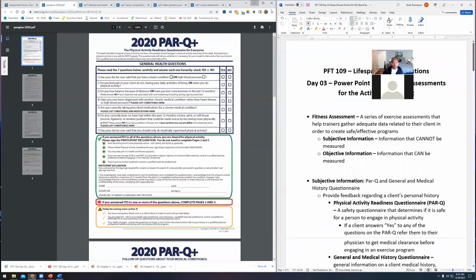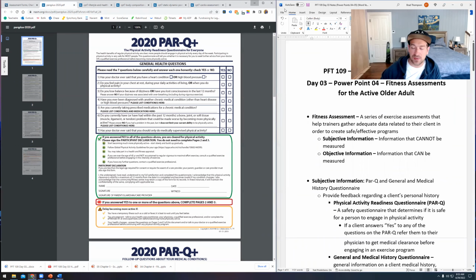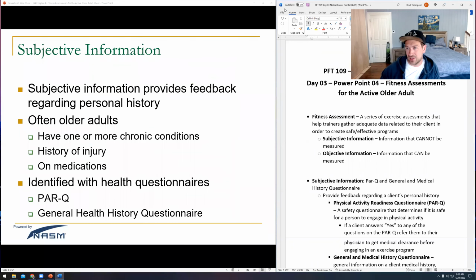So just head over to NASM's website and download those things. Obviously, they're the same ones that are example versions in your textbook.